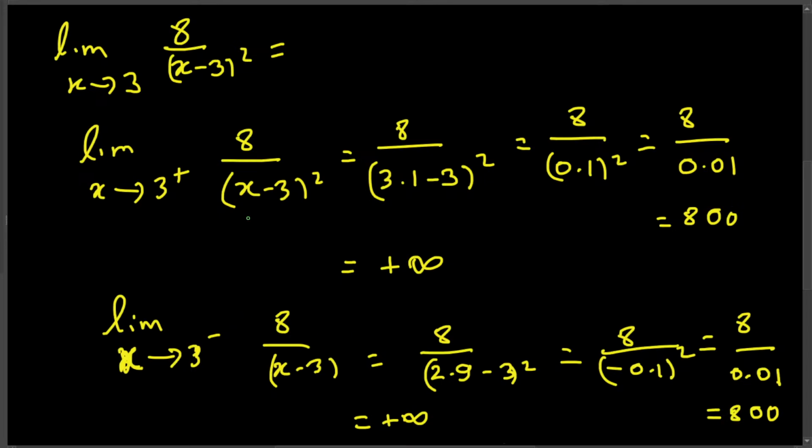Now you can see from the left side and from the right side, we have an equal answer, positive infinity. So we can say the limit as x approaches 3 of 8 over (x minus 3) squared is equal to positive infinity. And that's our final answer. Now let's try another problem. I'm going to erase this one.